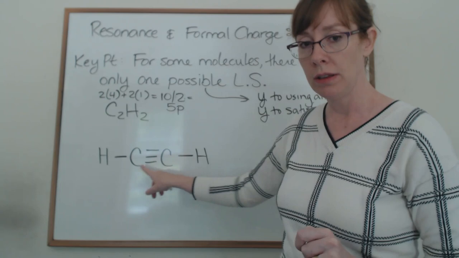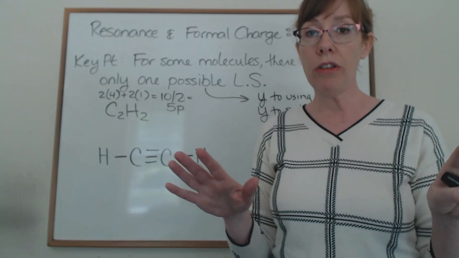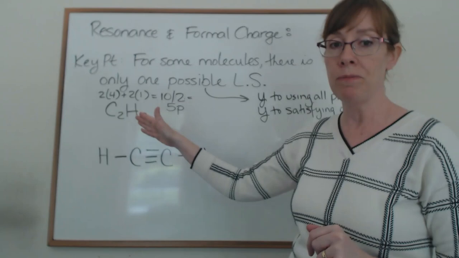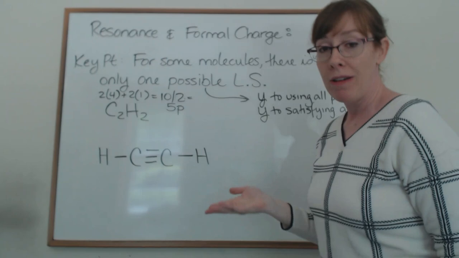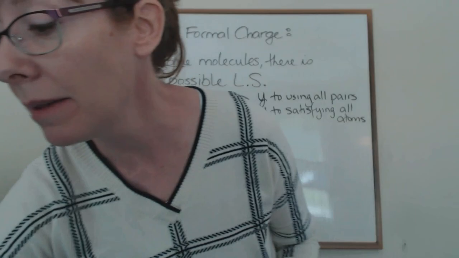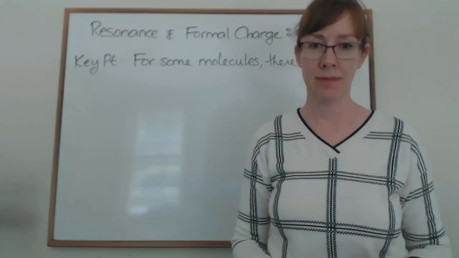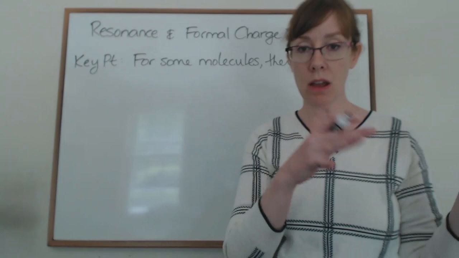So here's the thing. There is no other possible drawing that will suffice to answer these two questions for this molecule. For some molecules, there's only one possible Lewis structure. However, that's not always the case. And in fact, it's often not the case. All right, so continuing on, I got cut off from the lesson, but this just continues on.